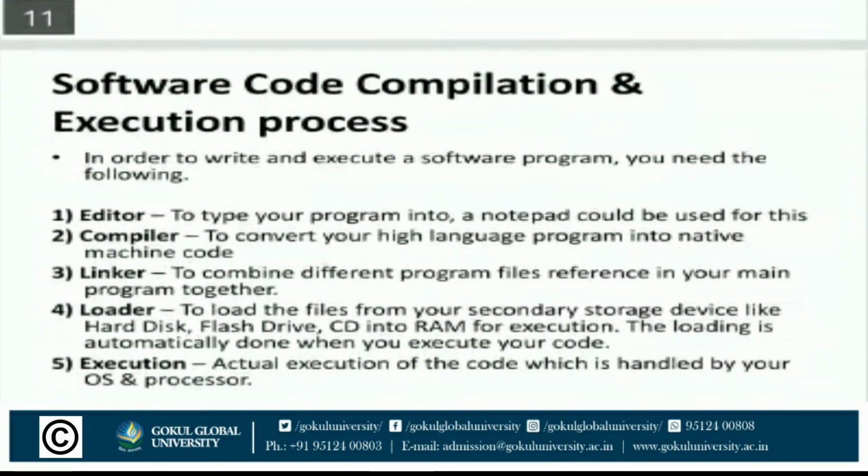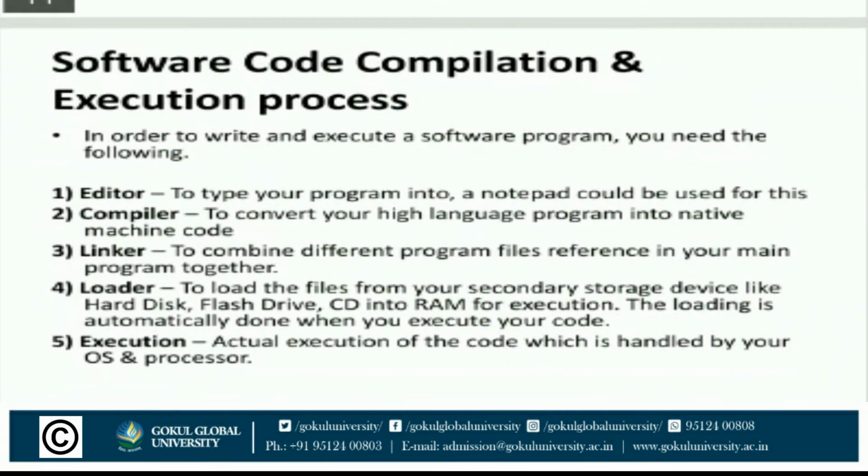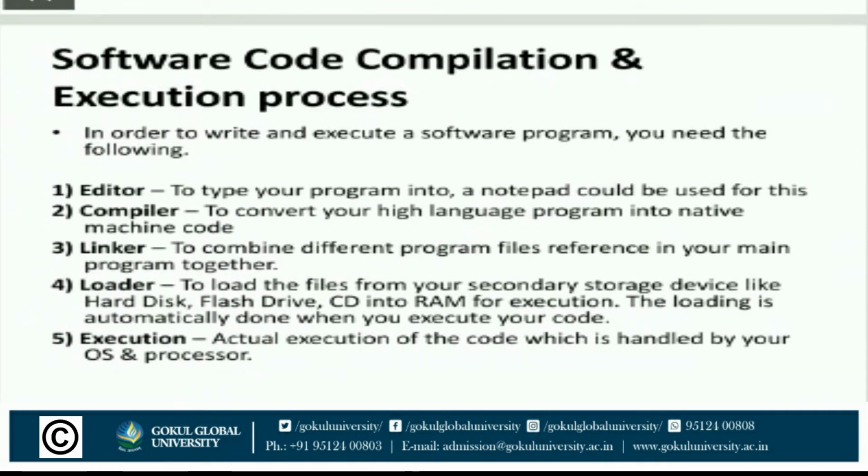Now, software code compilation and execution process. In order to write and execute a software program, you need the following steps. There are 5 different steps used in software code compilation and execution process. Number 1 is editor. You need an editor to type your program; a notepad could be used for this.